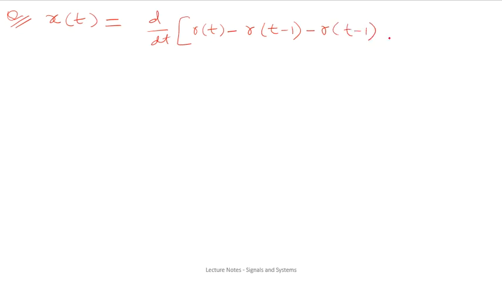Now, one more problem. x(t) equals d by dt of [r(t) − r(t−1) − r(t−1) + r(t−2)].